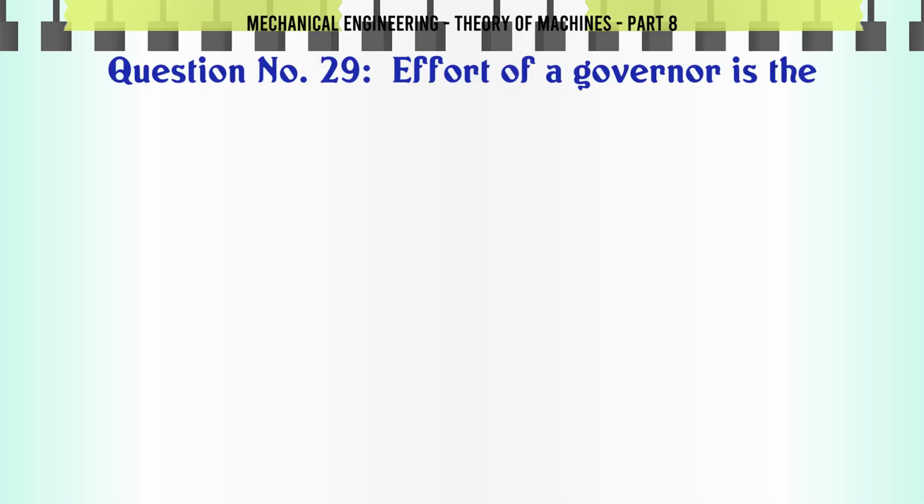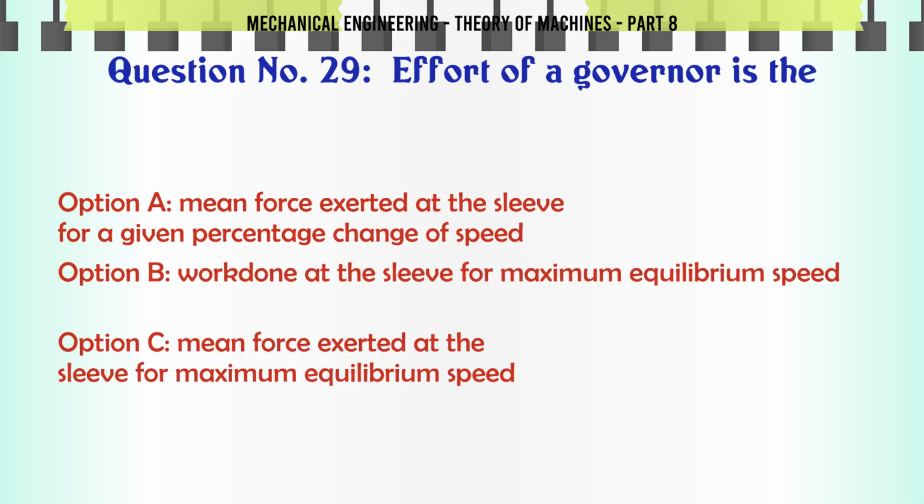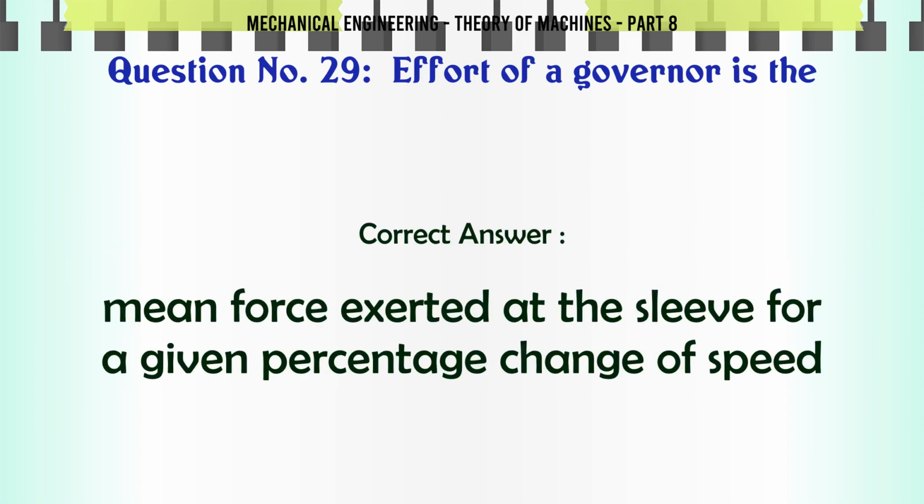Effort of a governor is the A. Mean force exerted at the sleeve for a given percentage change of speed, B. Work done at the sleeve for maximum equilibrium speed, C. Mean force exerted at the sleeve for maximum equilibrium speed, D. None of the above. The correct answer is mean force exerted at the sleeve for a given percentage change of speed.